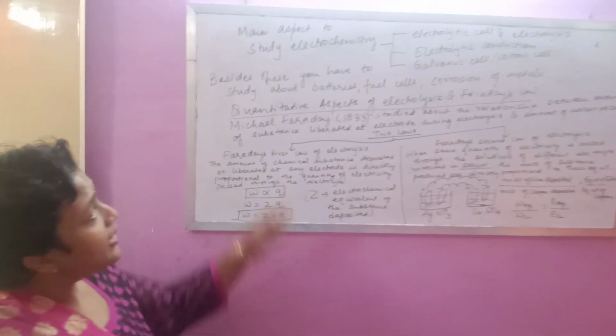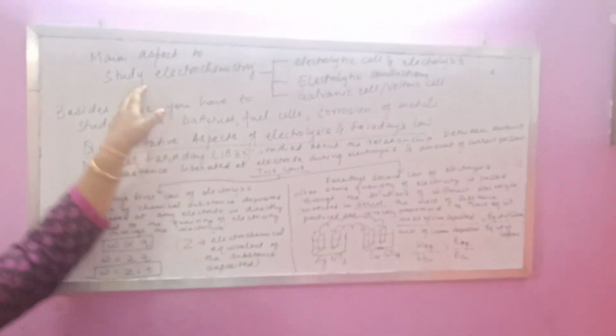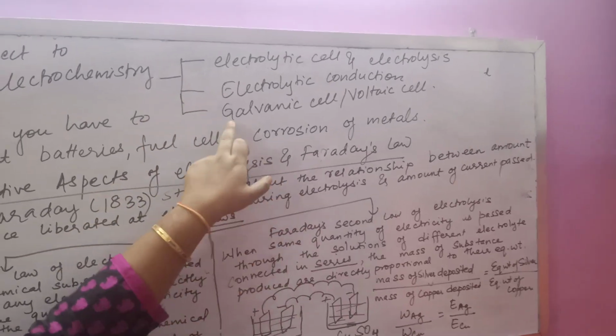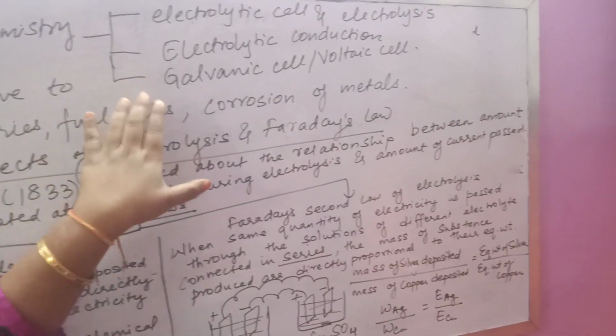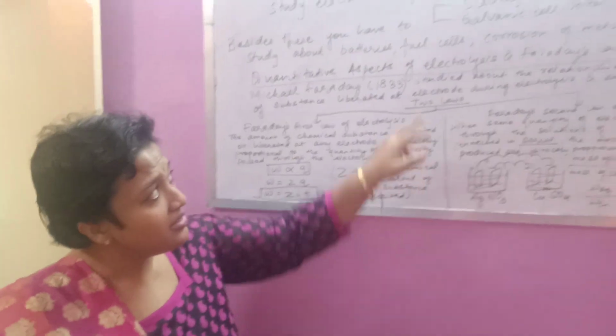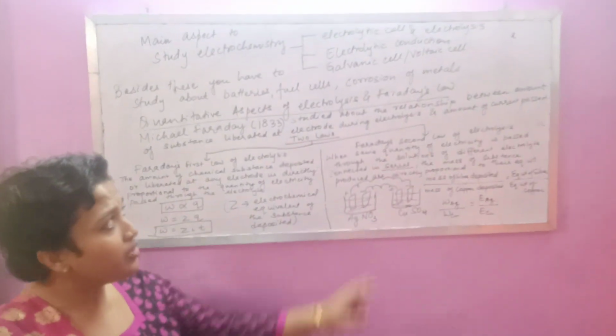Now the next point is why we study electrochemistry. First, it deals with what? Electrolytic cell and electrolysis, electrolytic conduction, galvanic cell, voltaic cell. We discuss these things. Besides that, we study batteries, in which we study primary cell and secondary cell. Then we study the fuel cell, which is used in the space program.